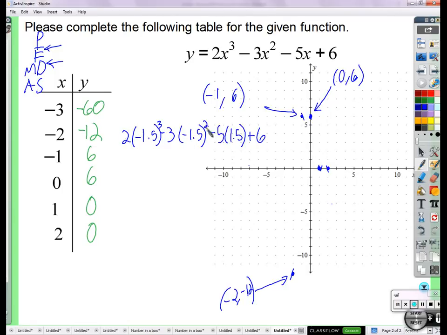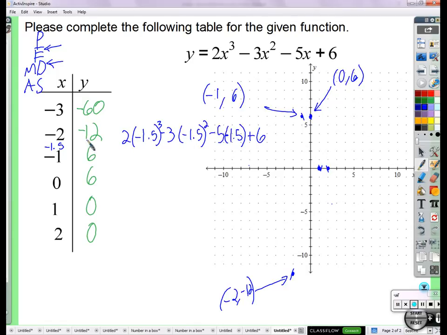Yes. -1.5 times -1.5 is positive 2.25, 9/4. Can we multiply that number by -3? Yes. Can you multiply -5 by -1.5? Can you add 6 to that? Yeah, so it can be done, right? So there is an output for the input of -1.5. It is possible. There is some output for that input.